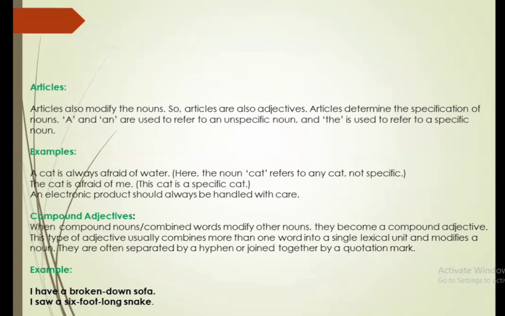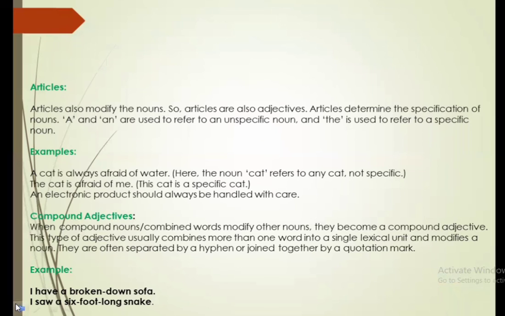Now let's talk about compound adjectives. As the word suggests, compound means made up of two or more words. When combined words modify nouns, they become compound adjectives. This type of adjective combines more than one word into a single lexical unit, meaning a single meaningful unit, and the words are often separated by a hyphen.